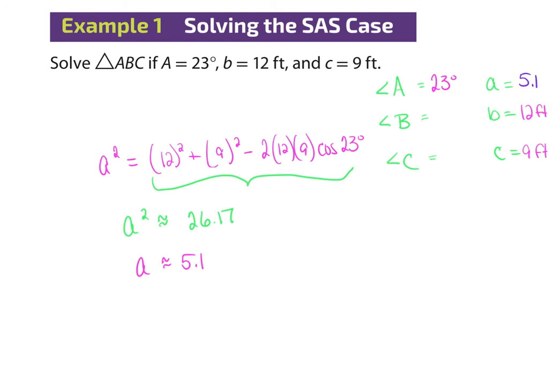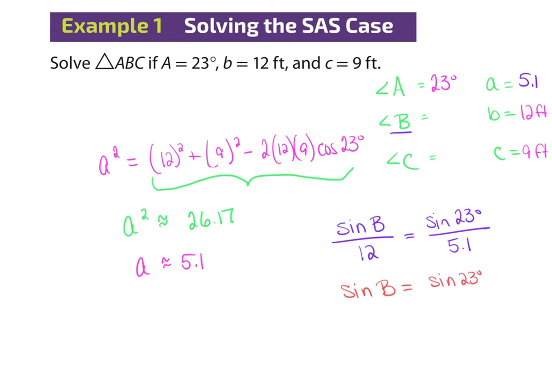I am actually going to move to law of sines at this point. All right. So if I want to solve for angle B, now remember, if I'm solving for my angles, I'm going to put those on top. So if I need to know the angle B, then I would say, well, the sine of B over the side length of B should equal the sine of A over the side length of A. All right. How do I solve for the sine of B? Well, I multiply both sides by that 12. Sine of B equals the sine of 23 times 12 over 5.1.